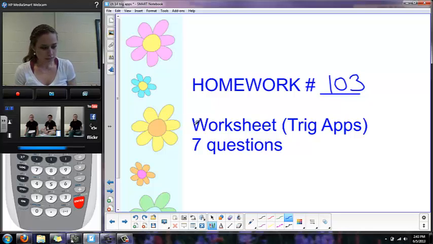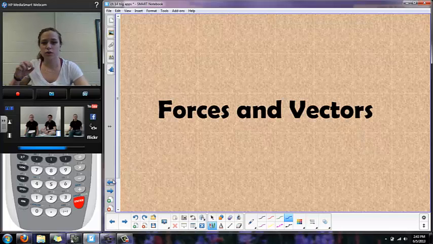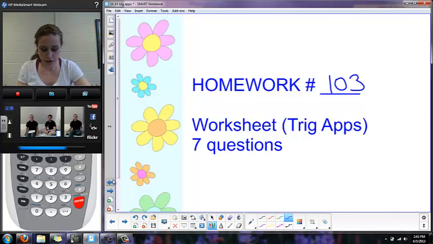I actually thought that that was the end of the notes for this chapter. There is one more thing that we have to deal with, which is forces and vectors, but it's really quick. It's not that bad. It actually has to do with more parallelograms, and it combines all of the different 3 equations that I taught you. So I'm going to first just go over homework number 103 with you, and then probably go over forces and vectors in the next video.